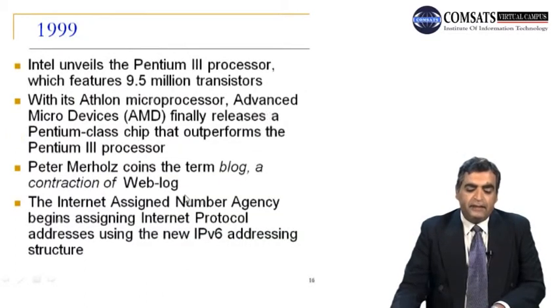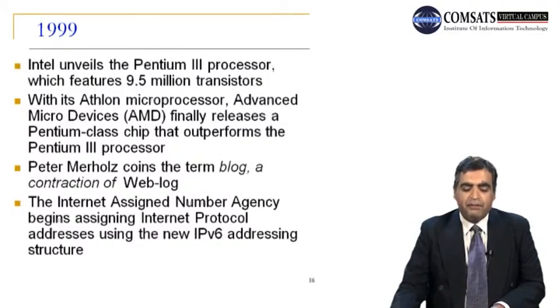In 1999, Intel unveils the Pentium III processor, which features 9.5 million transistors. In the same year, Advanced Micro Devices, with its Athlon microprocessor, finally releases a Pentium-class chip that outperformed the Pentium III processor.